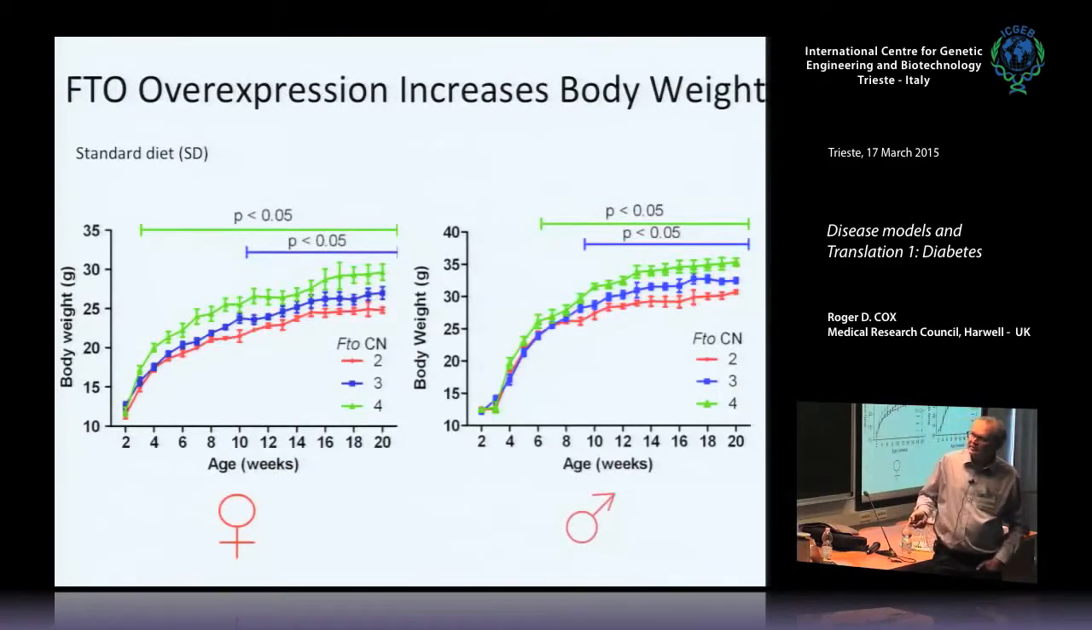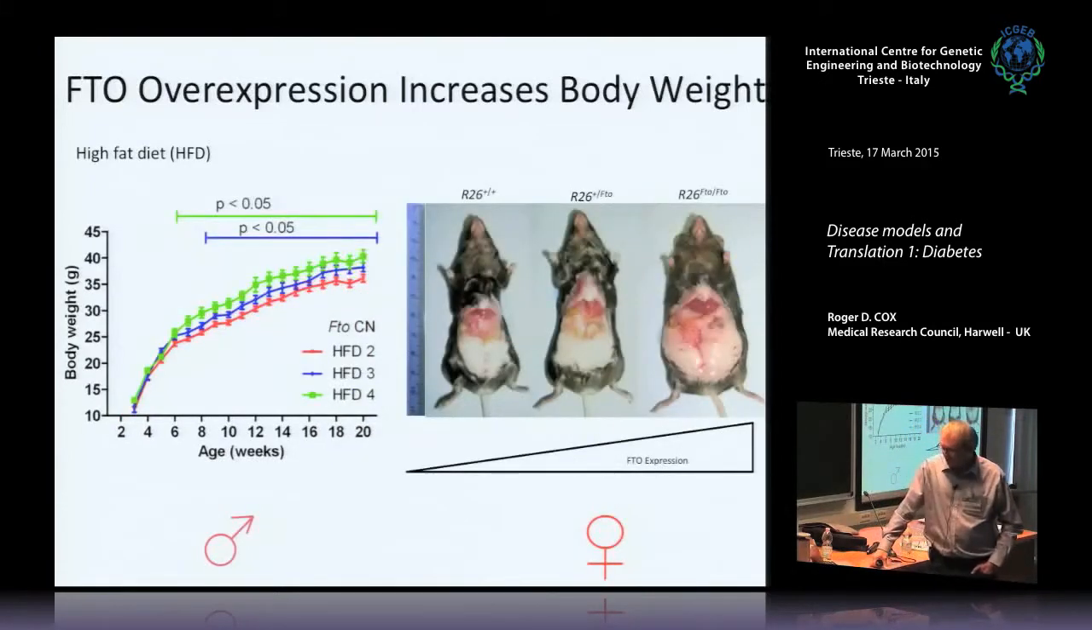Body weight increased, so you can see the FTO4 mice here. This is male and female data, female on the left and male on the right. You can see an increase in body weight here in the green line compared to mice that just have 2 endogenous copies. So overexpressing FTO increased body weight. This is on a standard diet over time. On a high-fat diet, this is also true. So you see an increase in body weight.